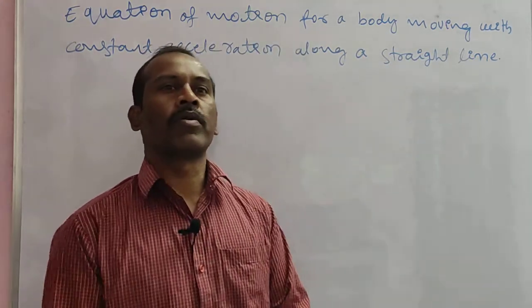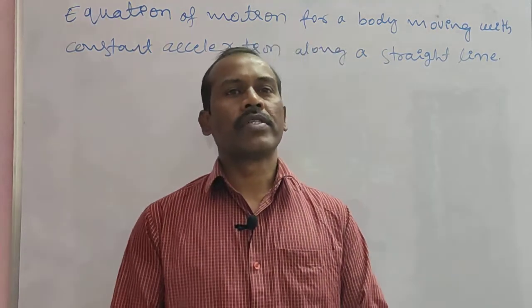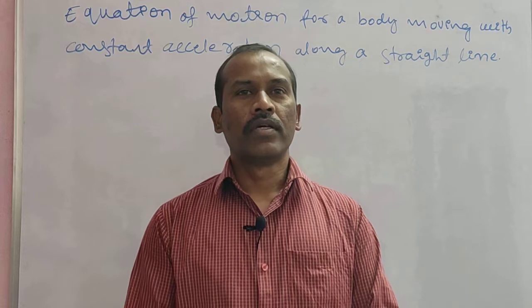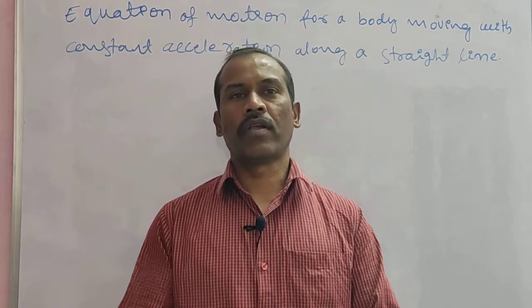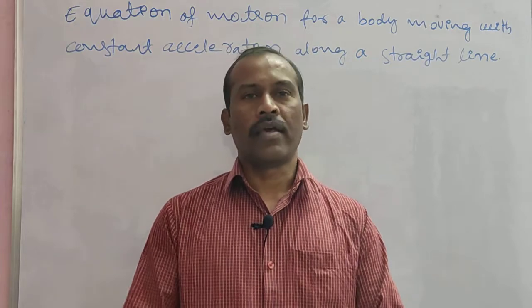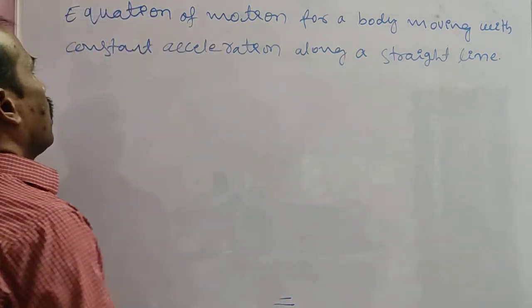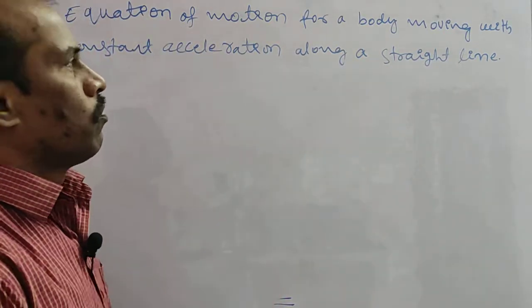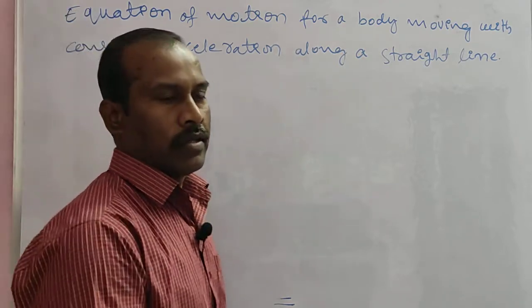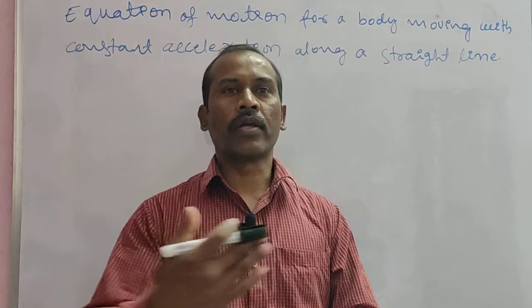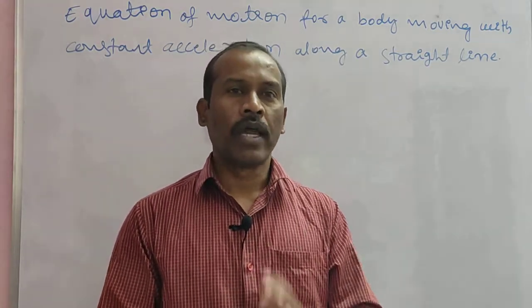Now we are going to discuss motion in a straight line, the kinematic equations of motion. There are 4 equations, giving relations between displacement, velocity, initial velocity, retardation, etc. First of all, the question is the equations of motion for a body moving with uniform or constant acceleration along a straight line. These are the 4 kinematic equations.